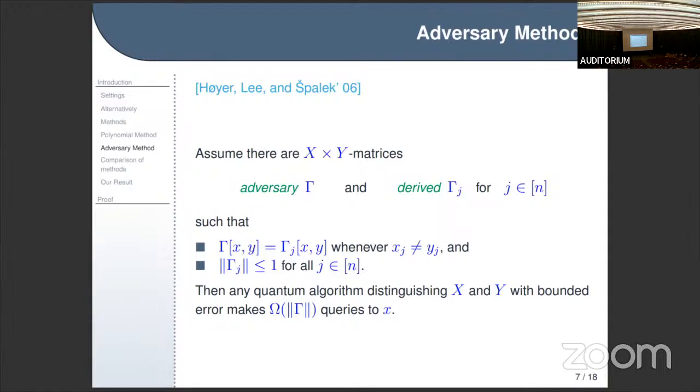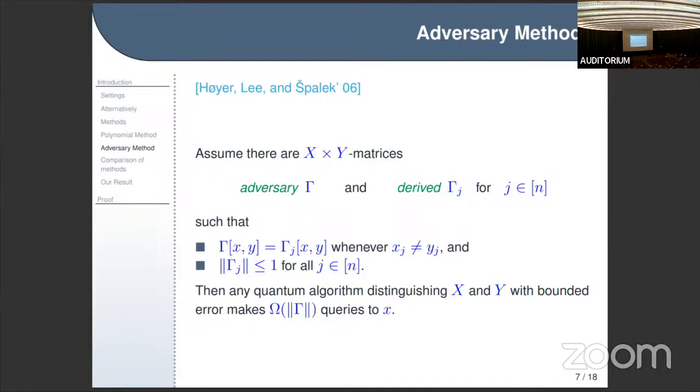This means that you can change the entries which are not seen by the query, because for the query to the j-th variable, you'll get equal results on x and y. That's the intuition for why it works. Then you can prove that any quantum algorithm distinguishing x and y with bounded error makes Omega of the spectral norm of gamma queries to the input string x or y.